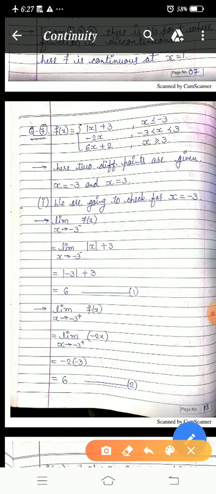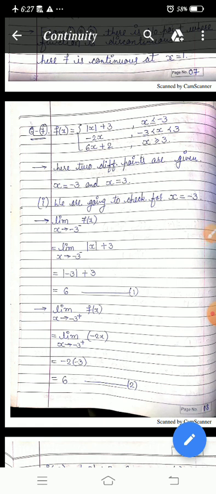So by putting that function over here, it will be limit x tends to minus 3 plus of minus 2x. Now the value of x tends to minus 3, that means minus 2 will be as it is, and instead of x, it will be minus 3. So minus 2 into minus 3 becomes plus 6. Give that equation number 2.